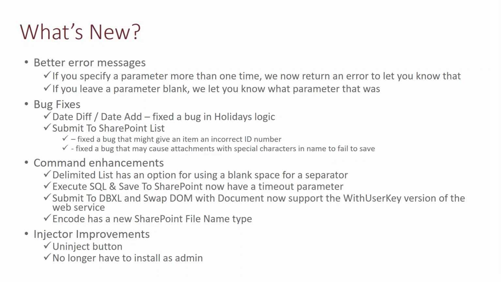You guys know that there's some characters that SharePoint just doesn't want you to use in your file names. And when you go and upload a file to SharePoint that has those characters in there, usually SharePoint will drop in an underscore instead. And encode basically is going to, if you include the SharePoint file name type, encode the file name the same way SharePoint would. In other words, replacing those special characters with underscores.